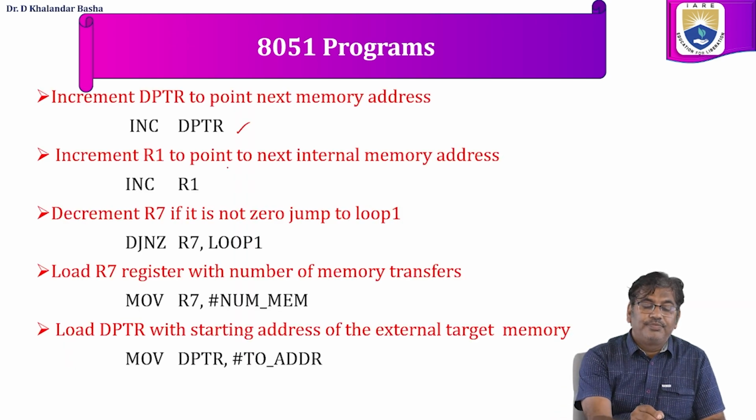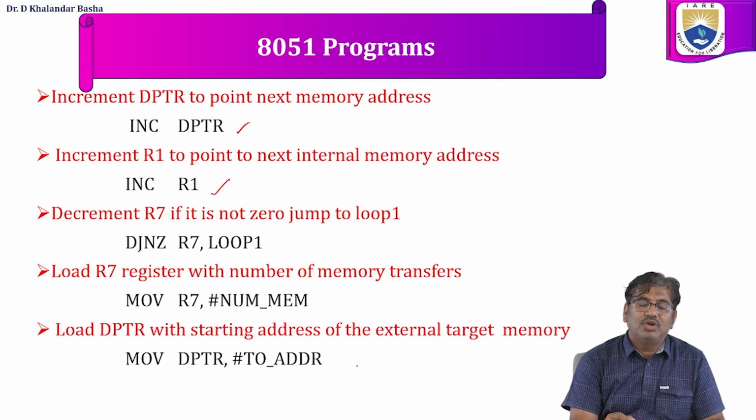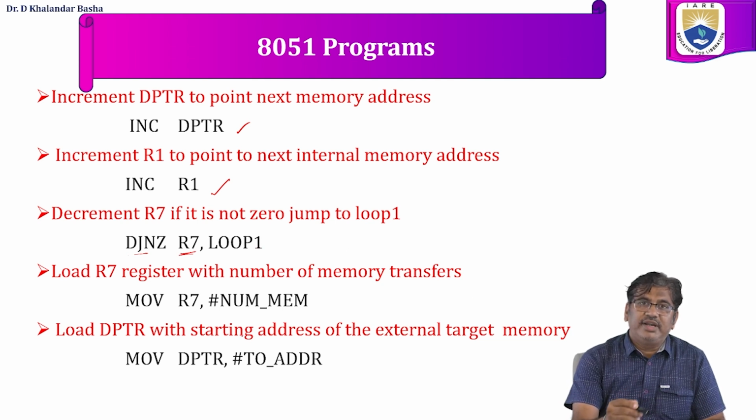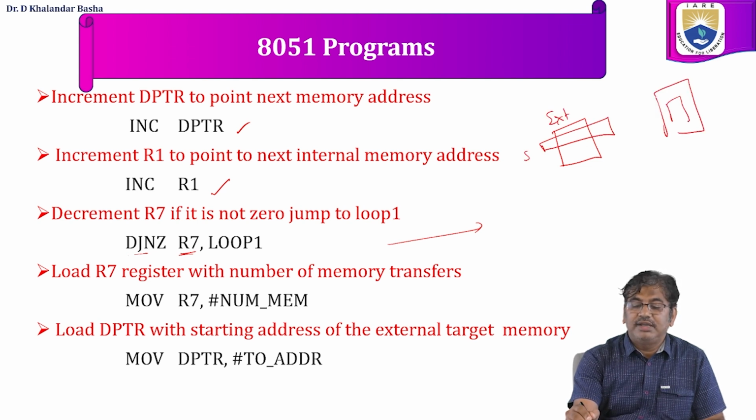Increment DPTR, increment R1, this will point to the next memory locations. As one transaction is done, we will decrement the count in R7. If it is non-zero, go to loop 1. So this loop will be iterated depending upon how much count we have in R7. After executing till this portion, the contents which are there in the source location of the external memory will be loaded into the internal memory of the 8051.